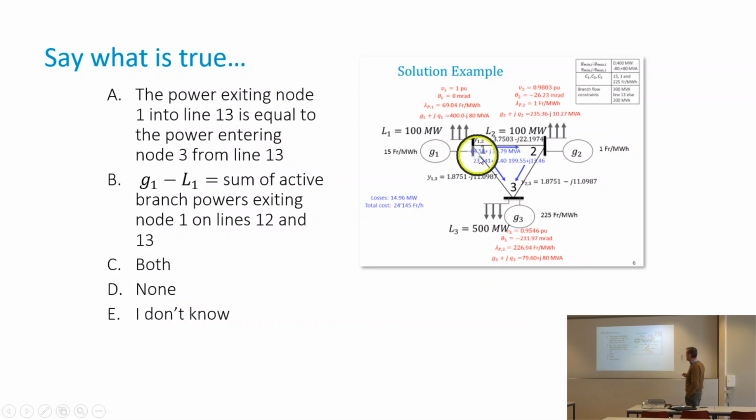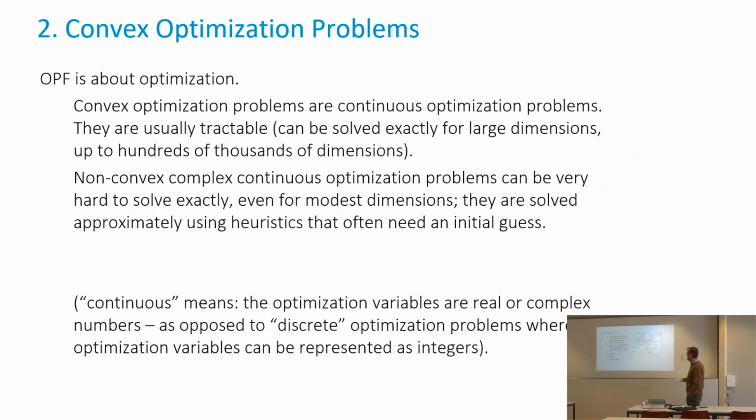The power exiting node 1 into line 1-3, so here at this point, which is this value given in blue here, is not exactly the same as the power received at node 3 from line 1-3. Because there is power loss. There is the active power loss, the heat dissipation on the line. So some of this power will be lost here. And as for reactive power, depending on the line, it may generate or consume reactive power. So there will also be a difference here. So this is not the same.